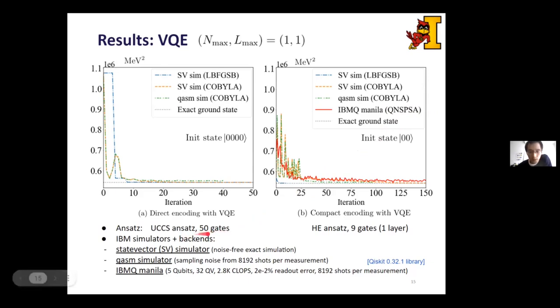And it's important to mention that on the left, we use the unitary coupled cluster ansatz. So it has 50 gates. On the right, we consider the hardware efficient ansatz with 9 gates with one layer. So it's a very shallow quantum circuit.